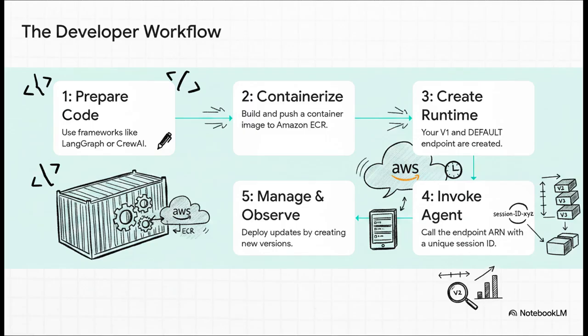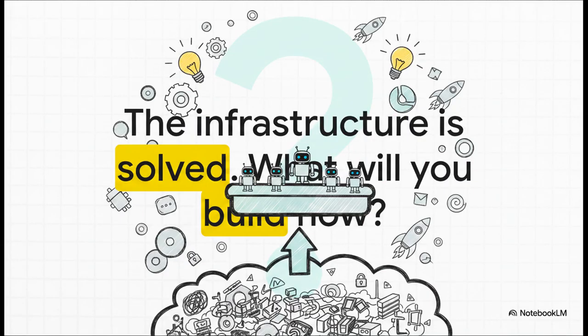From there, you're ready to go. You start invoking the agent by calling its ARN, just making sure to give each new conversation its own unique session ID. And finally, you manage and update it over time using that slick version and endpoint system we talked about. So when you put it all together, the big takeaway is this. AgentCore is designed to solve the undifferentiated heavy lifting. All that tedious work of managing infrastructure, security, and scaling, it's handled. It gives developers a powerful, managed platform built just for AI agents.